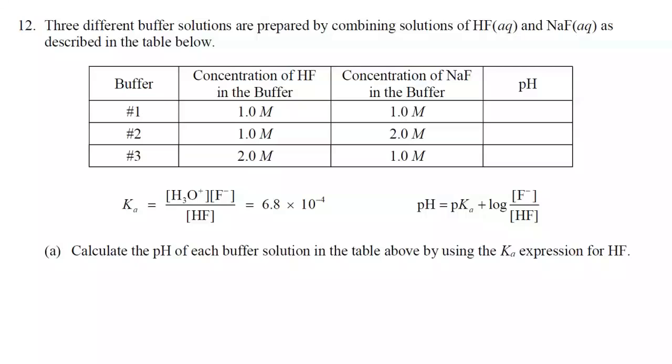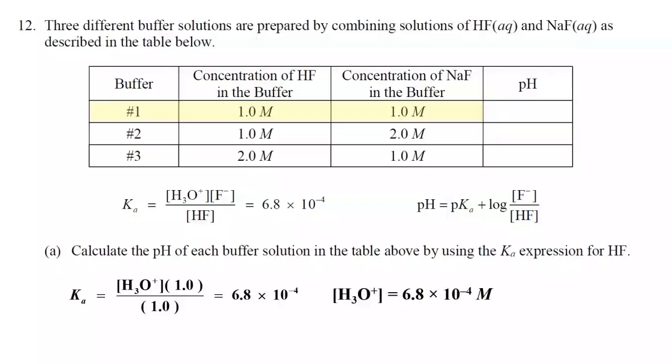So let's substitute the concentration of the fluoride ion on the top and the concentration of hydrofluoric acid on the bottom. And when these concentrations are both 1 and 1, that means that they cancel out, such that the concentration of the hydronium ion is equal to the Ka, which is 6.8 times 10 to the negative 4. And now we take the negative log of the concentration of the hydronium ion. The negative log of 6.8 times 10 to the negative 4 gives us a pH value of 3.17.